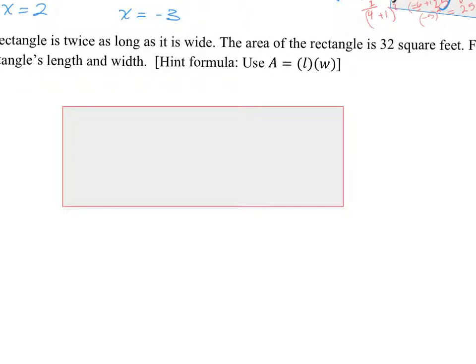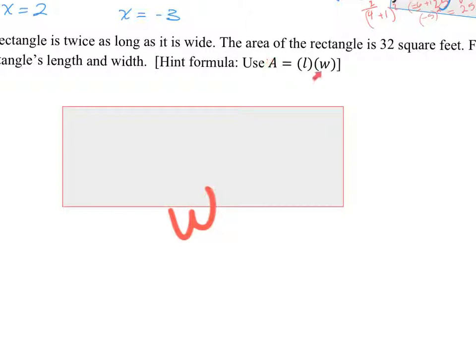The area of the rectangle is 32 square feet. Find the length and the width. Well, I know that the length is 2 times the width. So look at how I wrote that again. Length is 2 times the width.